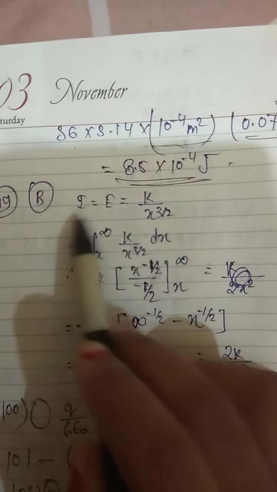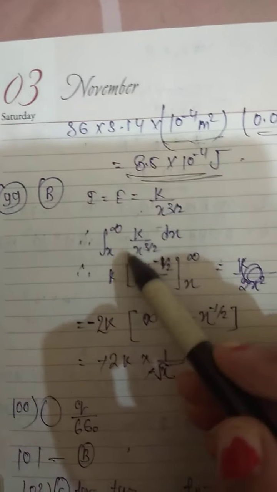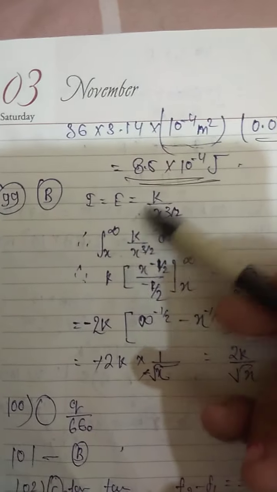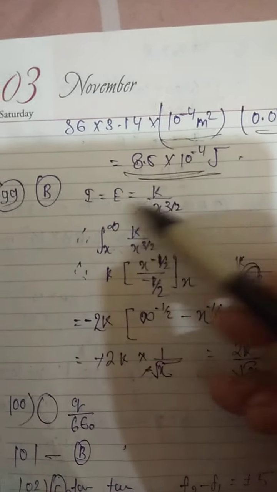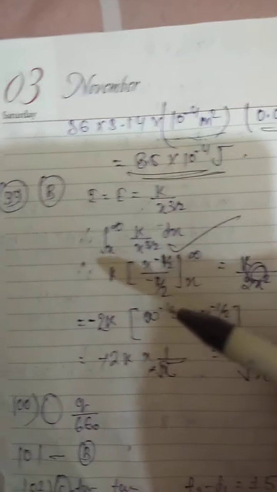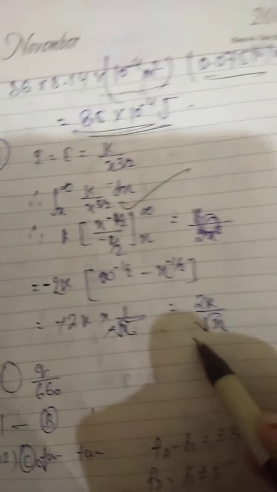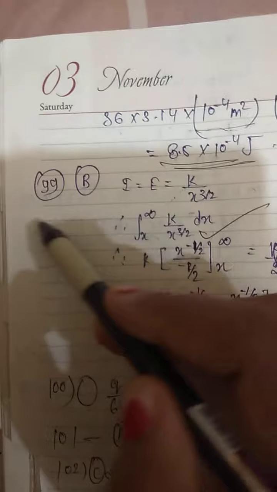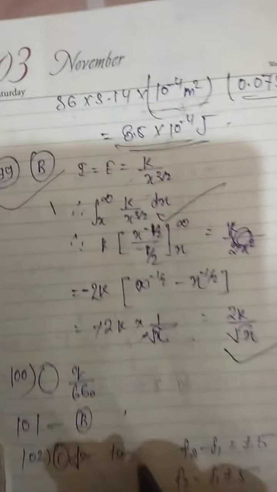As we know, E is equal to what? E is equal to k upon x to the power 3 by 2. But x varies from where to where? x to infinity. So we will integrate it for finding V. After solving this, we will get the answer 2k upon root x. So the correct option is what? B.